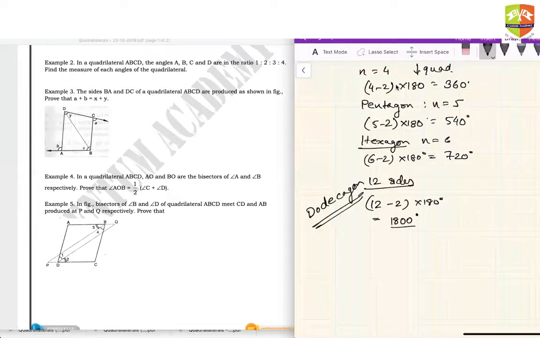A polygon with, you know, all these things you will learn in organic chemistry later on. The angles of a polygon become very, very important later on. So please keep these things in your mind.